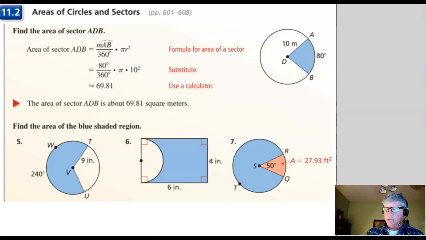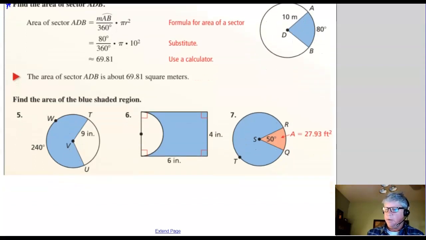All right, areas of sectors and circles. Maybe I'll do a quick one of these. Notice that there's always an example in each section. That's kind of nice. I'm going to do number 6. So number 6 is asking for the shaded region. So I see that as a rectangle minus half a circle. So on number 6 here, I would say the area of the rectangle minus the area of half the circle. You can write it out like that, and that kind of keeps you grounded a little bit.